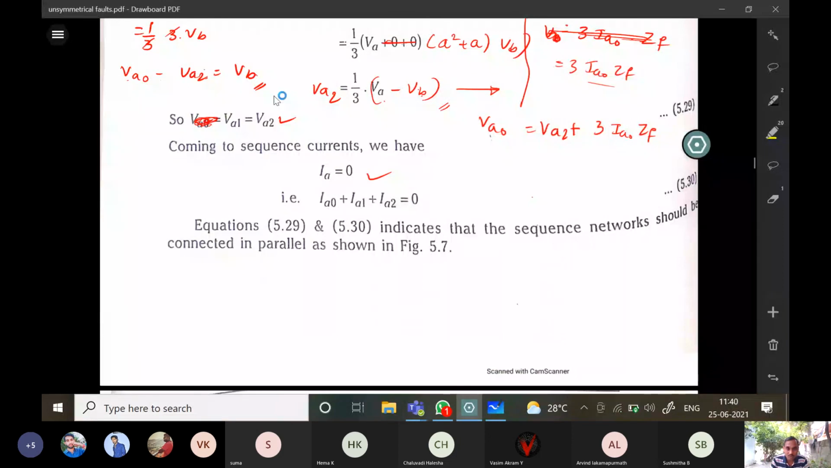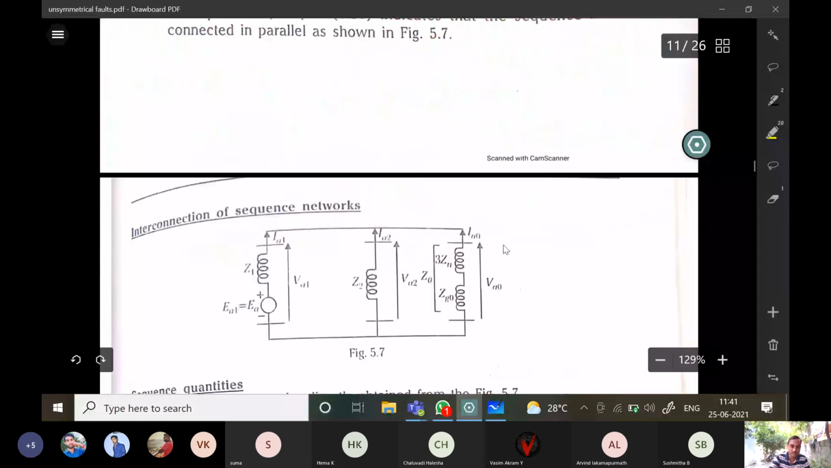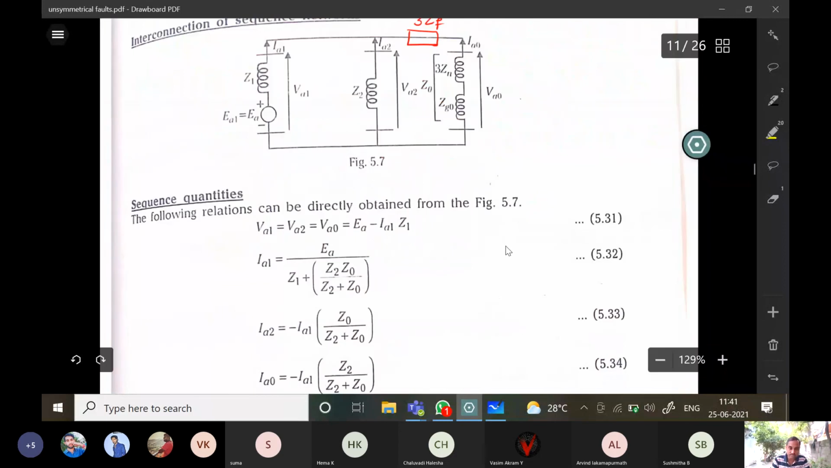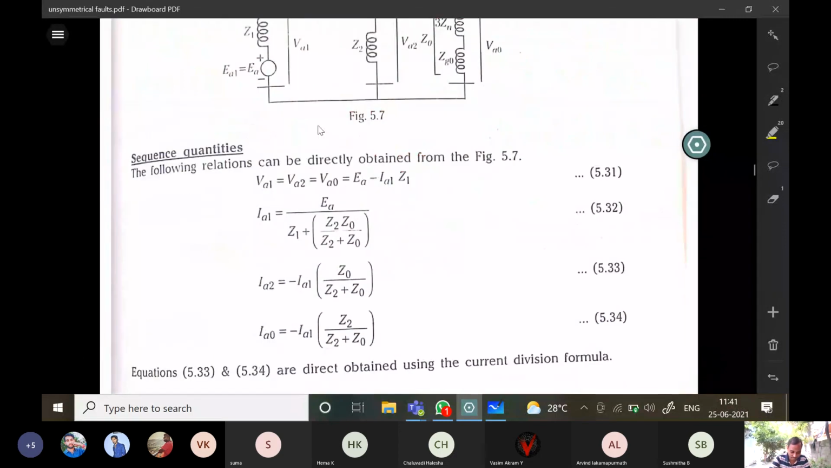Okay, IA is equal to 0. Okay. IA is equal to 0. IA0 plus IA1 plus IA2 also becomes 0. And in your interconnected sequence network, the only change is that ZF will come here. So this is equal to 3 times of ZF, and the remaining terms are the same, and the sequence quantities become IA1, IA2 and IA0.